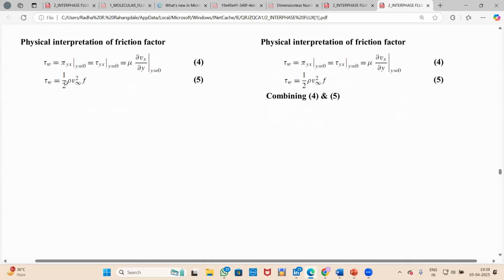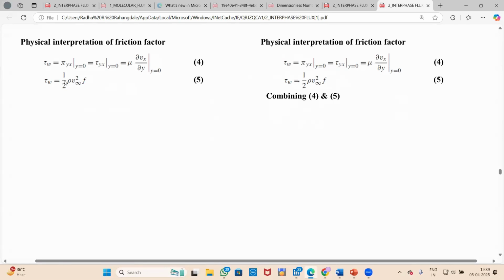Now we will move forward to the physical interpretation of friction factor. Here, tau W is equal to half rho V infinity square into f. This is your Fanning equation. And tau W is equal to mu into dVx by dy at y equals 0. This is your Newton's law of viscosity. Both will give you the flux.